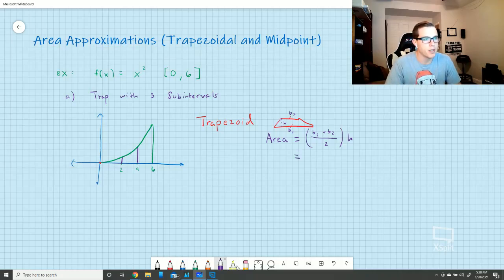Typically, we write it like this, though. 1/2 height times base 1 plus base 2. Typically, that's how you're going to see it. Okay, so how does that apply here? We're going to make 3 trapezoids. Ready? I'm going to do from 4 to 6 first. Connect that point to that point. Connect this point to this point. That's a trapezoid. I'm actually going to turn it sideways so you can see it. So it looks like this.